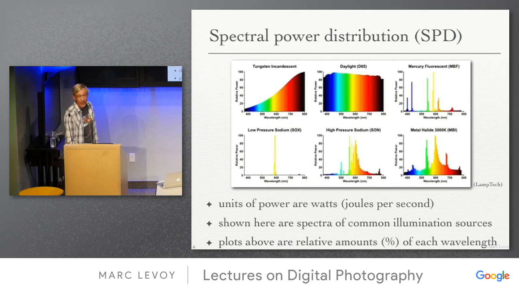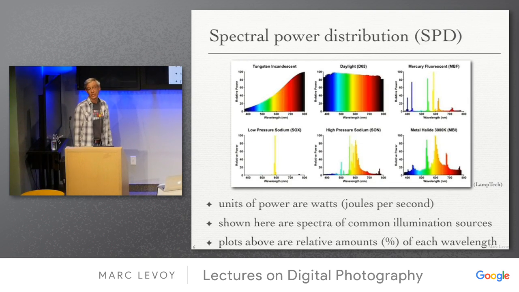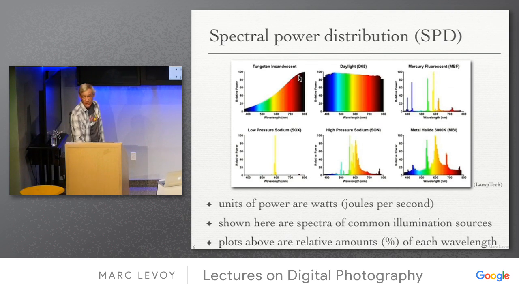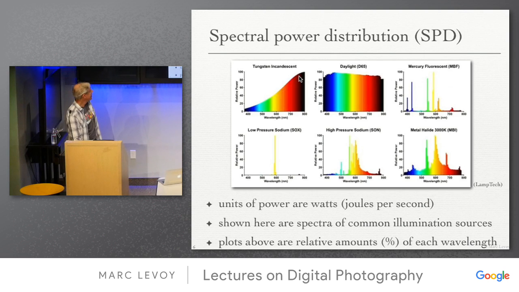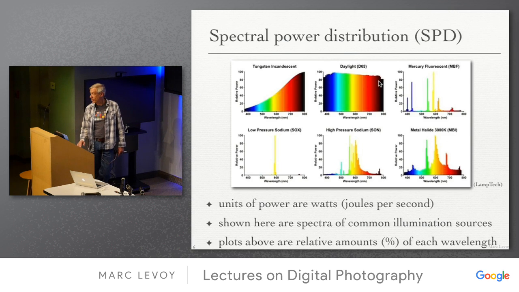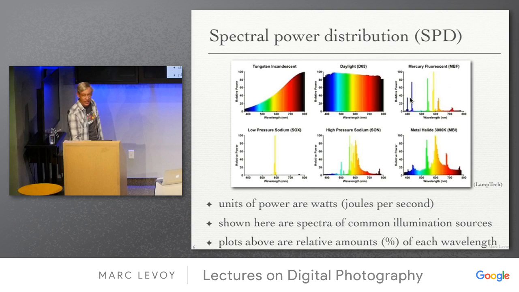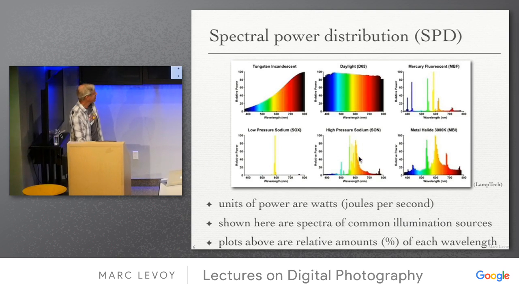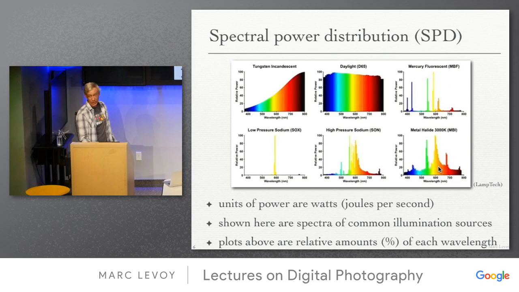And we can talk about the spectral power distributions of light sources. So tungsten might look like this. It's particularly heavy in the warm colors, the reddish colors, the high nanometers, like 700 or 800. Daylight is fairly uniform. Mercury fluorescent is kind of spiky. There's a low pressure sodium, which is just kind of a single spike. High pressure is a bit better. And then here are some of the metal halides, which includes a mercury vapor lamp. So the units here are watts, joules per second.